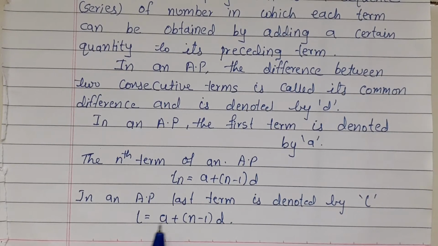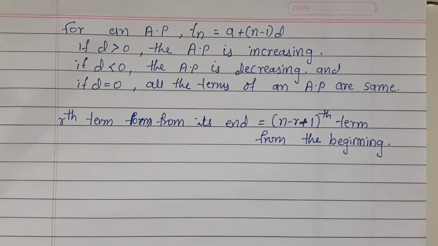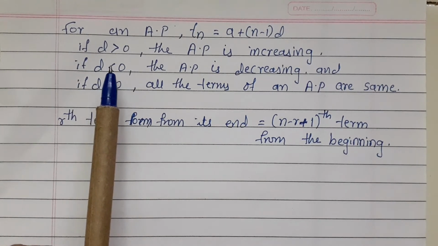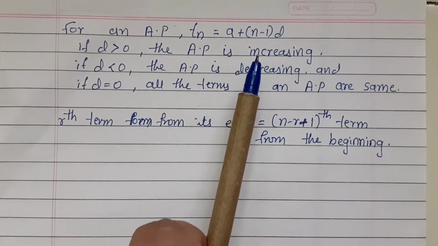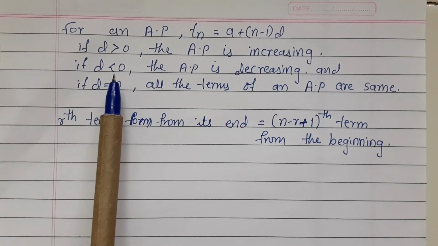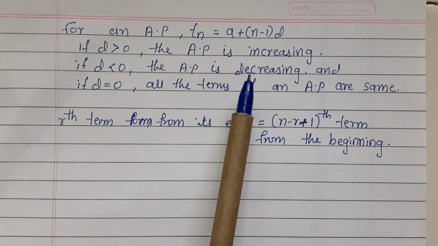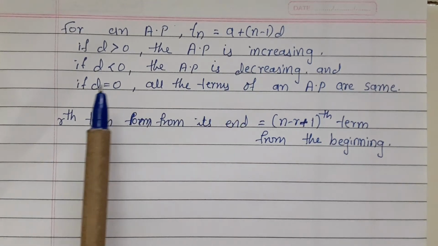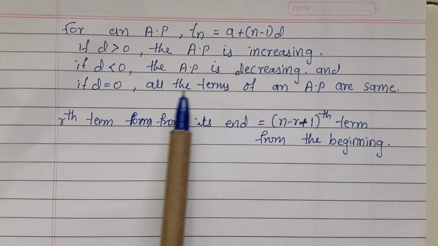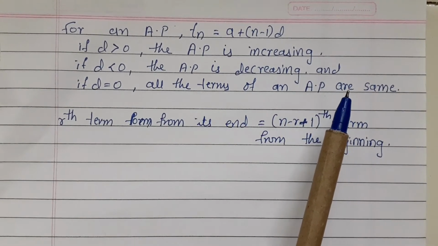In an AP, the last term is denoted by L. L equal to A plus (n minus 1) into D. For an AP, Tn equal to A plus (n minus 1) into D. If D is greater than 0, then the AP is increasing. If D is less than 0, the AP is decreasing. If D is equal to 0, all the terms in the AP are the same.